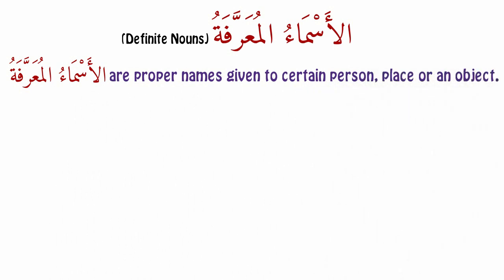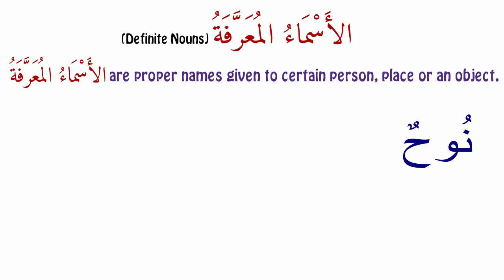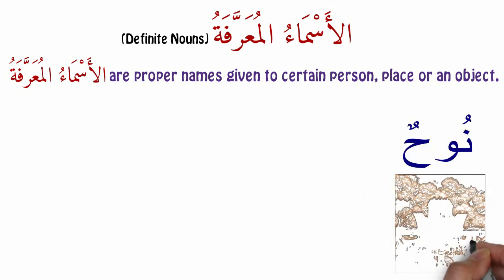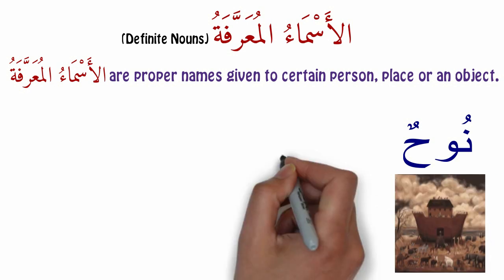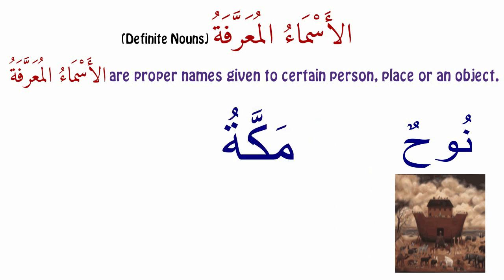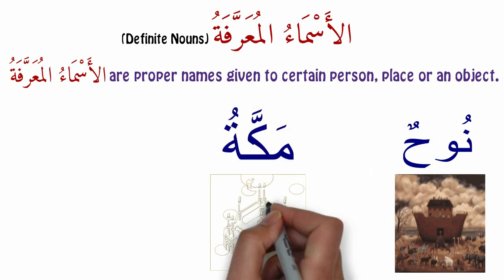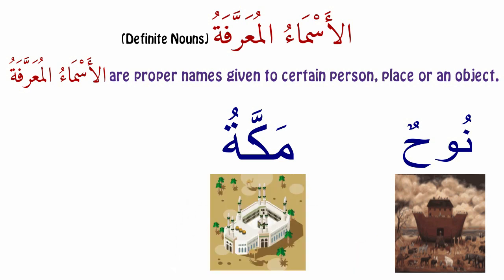Okay? So, for example, if I said Nuhun, when I say Nuhun, it will come to your mind the Prophet Nuh. So, it's a specific one here. And if I said Makkatu, of course, it will come to your mind this place, because you know it. Mu'arraf.